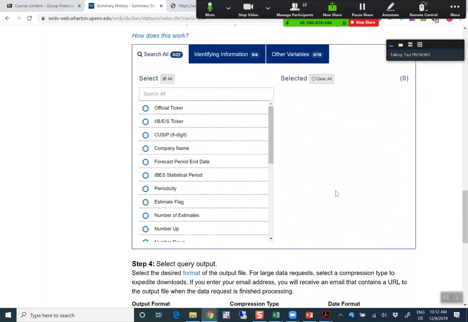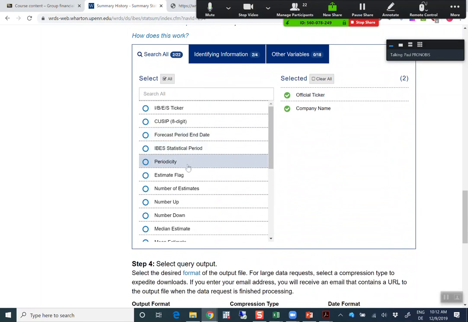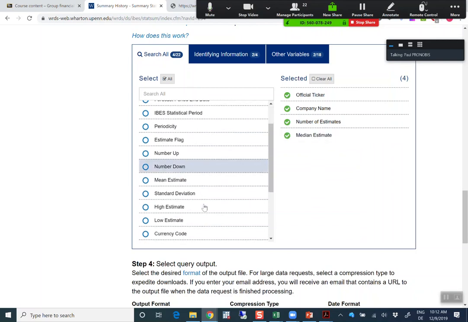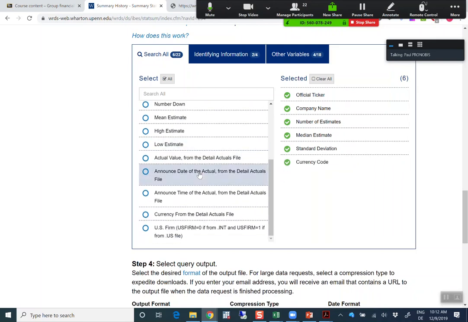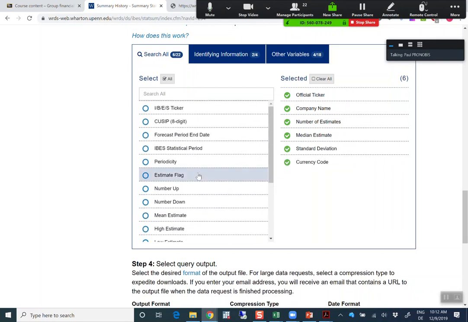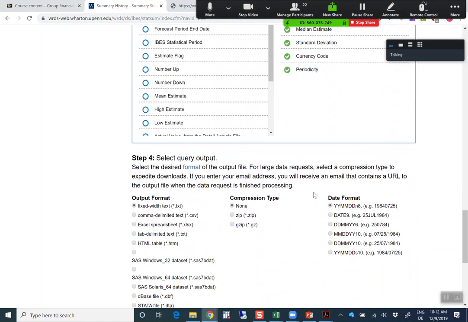In addition to that, there is additional information like the official ticker, maybe company name, the number of estimates, so how many analysts did forecasts for the company, the median estimate, this is pretty important, standard deviation, currency code, might be a different currency maybe, and maybe periodicity, so how much in the future are they forecasting.